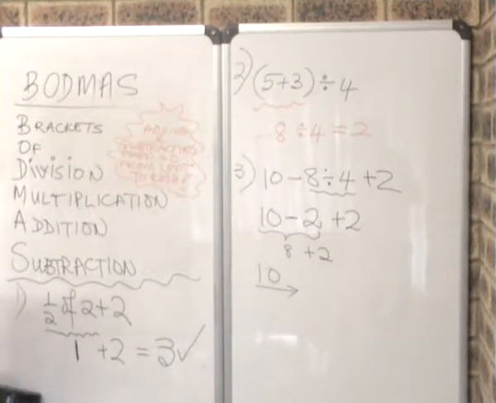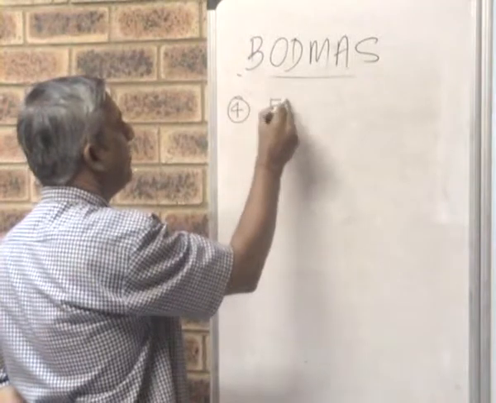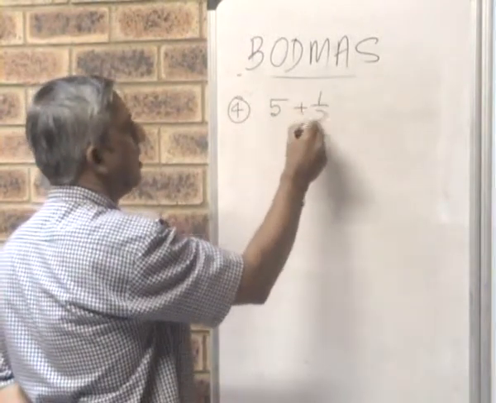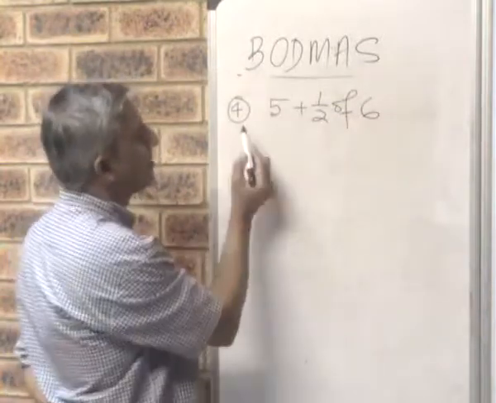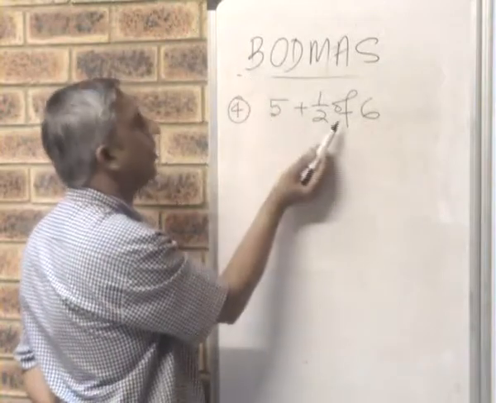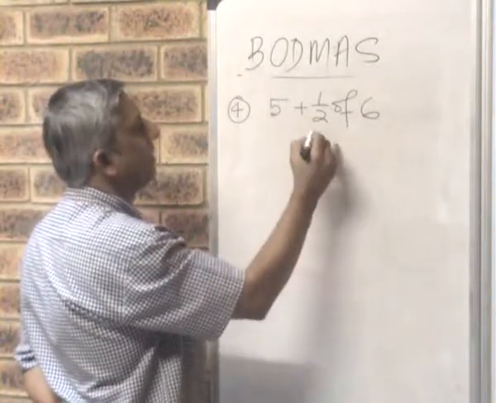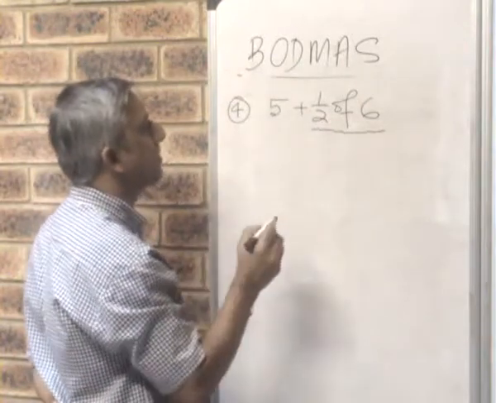Alright, so we're going to have a look at a few more examples and apply the rule of BODMAS to them. This example here, 5 plus half of 6. So if you look at this example, you're going to apply the rule of BODMAS. Any brackets? No. Any of? Yes. So you've got half of 6, so you've got to do that first.